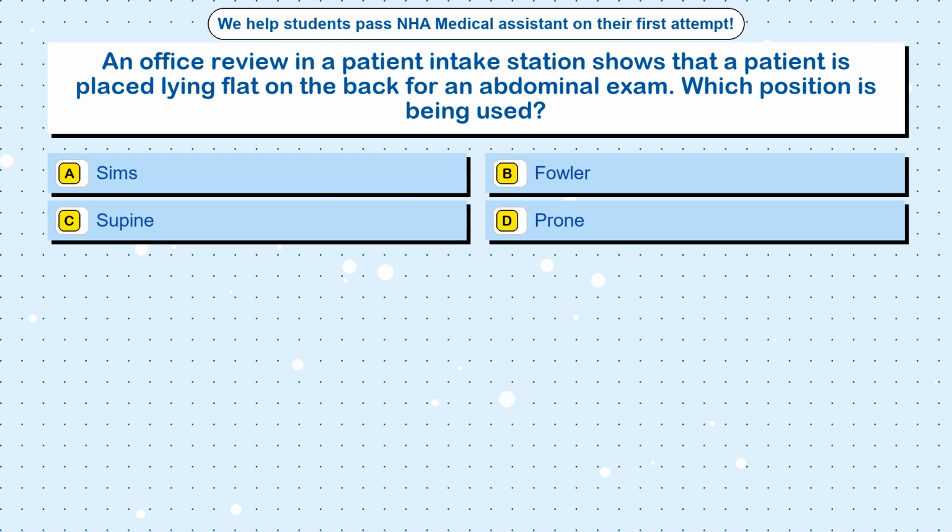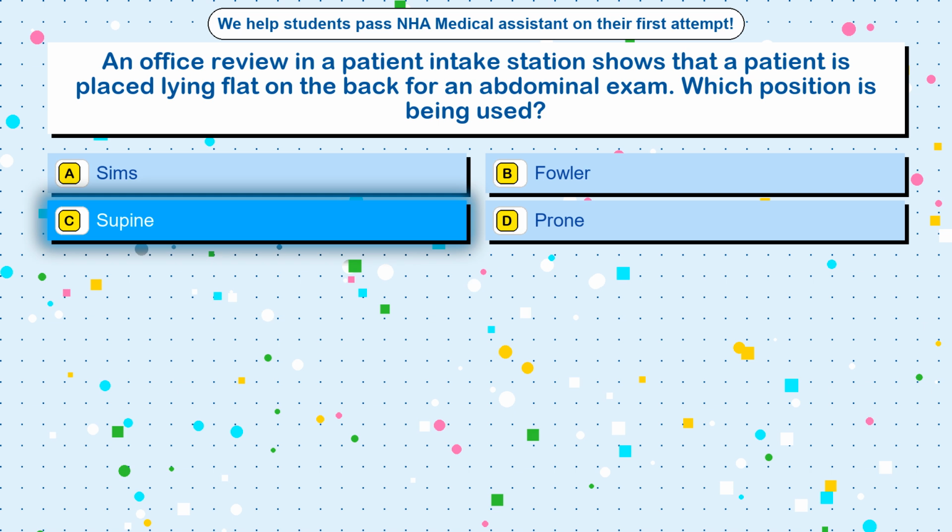Question 48. An office review in a patient intake station shows that a patient is placed lying flat on the back for an abdominal exam. Which position is being used? Option A. Sims. Option B. Fowler. Option C. Supine. Option D. Prone. The correct answer is option C.